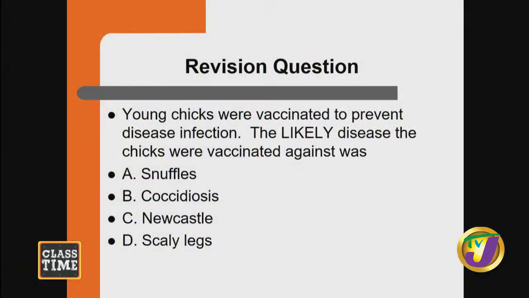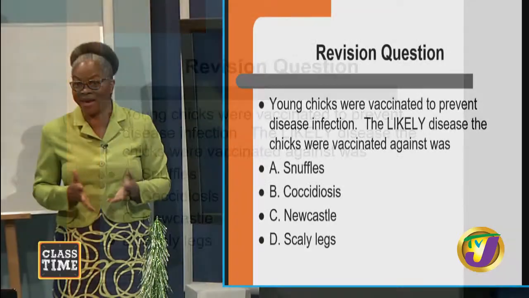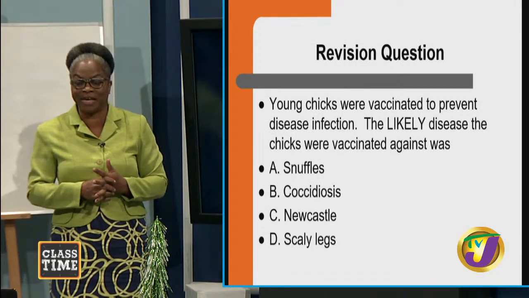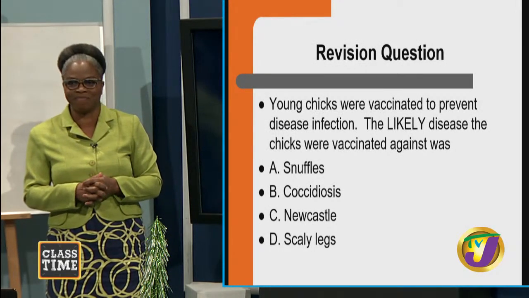Question one, young chicks were vaccinated to prevent disease infection. The likely disease the chicks were vaccinated against was A, snuffles, B, coccidiosis, C, Newcastle, and D, scaly legs. And so the answer, and I know that you have it right, the answer is C, the Newcastle disease. Good?